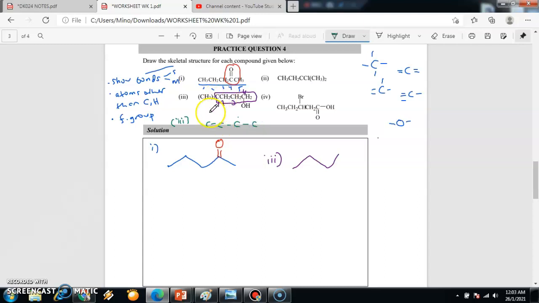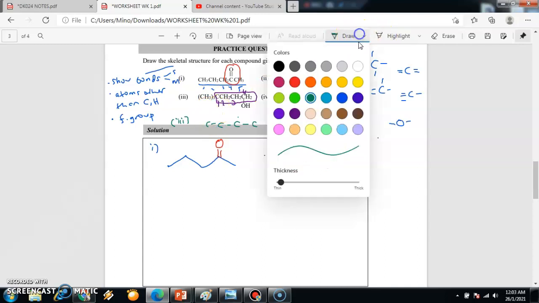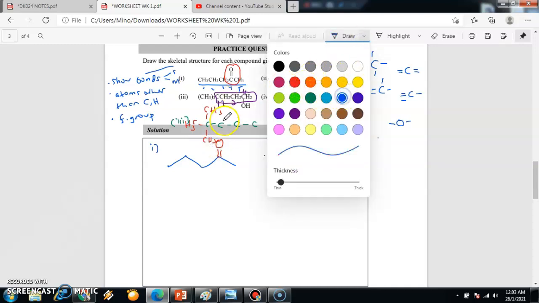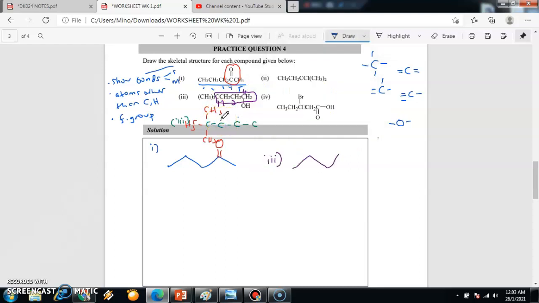Okay, then carbon yang pertama ada 3 CH3 group. Okay, maksudnya ada 3 branch kan? So 1, 2, 3. 3 single bond with 3 CH3 branch. So, CH3, CH3 and CH3. And then carbon yang kedua ada 2 hydrogen. Carbon yang ketiga 2 hydrogen. Carbon yang keempat 2 hydrogen with 1 OH group.